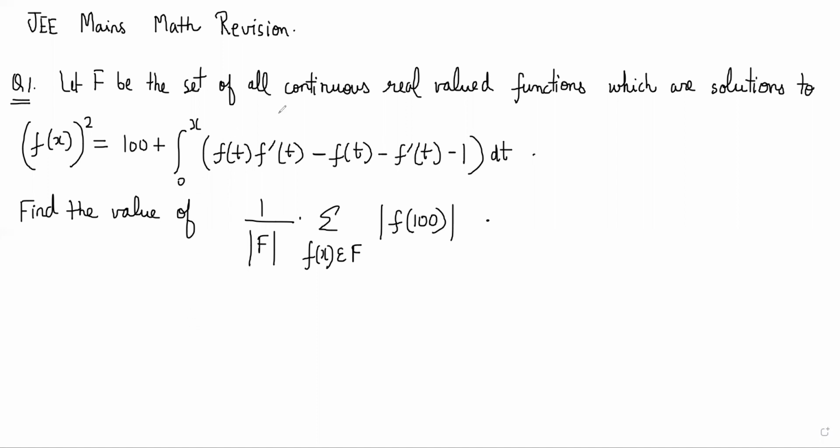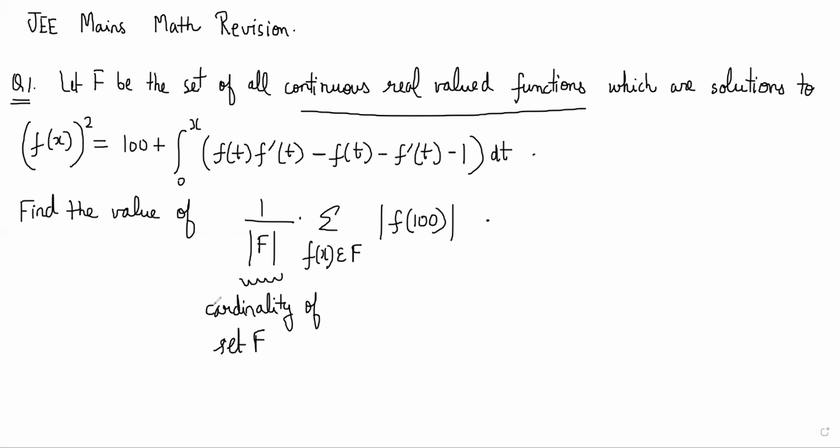F is the set of all continuous real valued functions which are solutions to this equation. Here, mod of F means what? It means the cardinality of that set, right? Because F is a set, so mod of a set is the number of elements in that set.